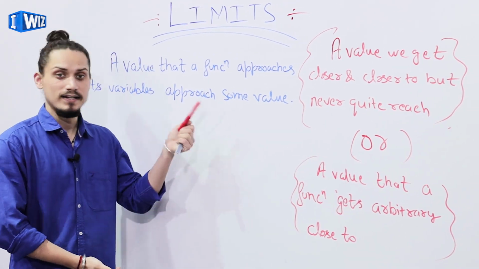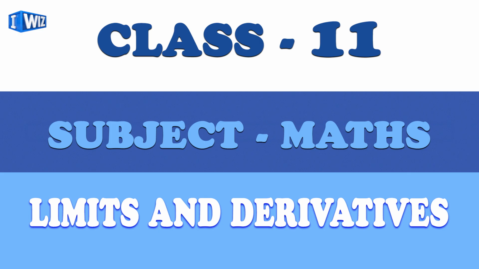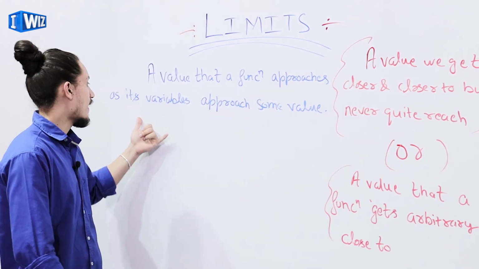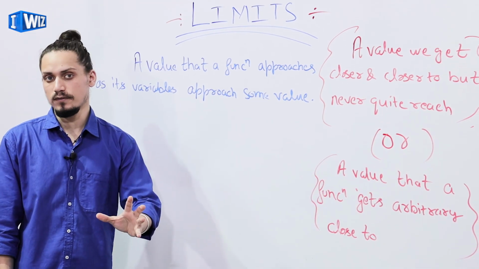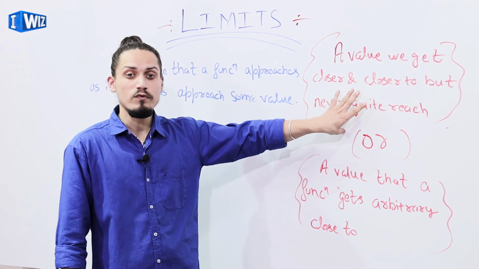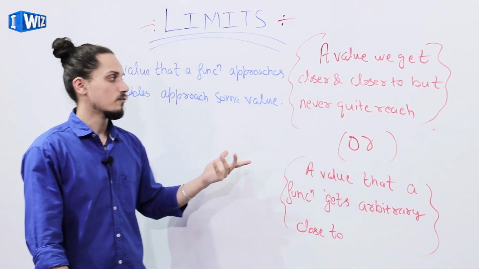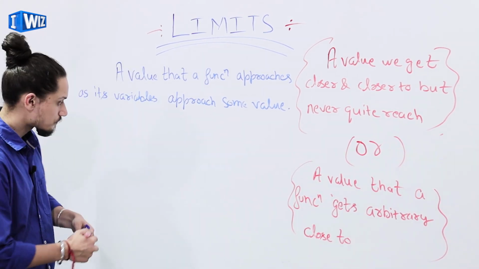In this video we'll be talking about limits. A value that a function approaches as its variable approaches some value is called the limit of that function. What does it mean? We can also say that it is a value we get closer and closer to but never quite reach. Well, you will not get anywhere with this definition, so let's just look at it mathematically.